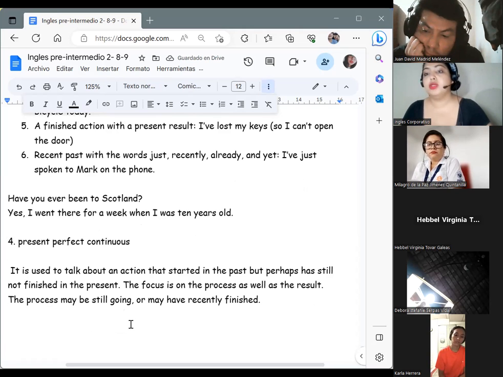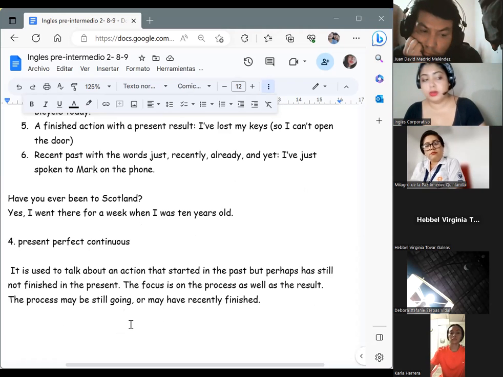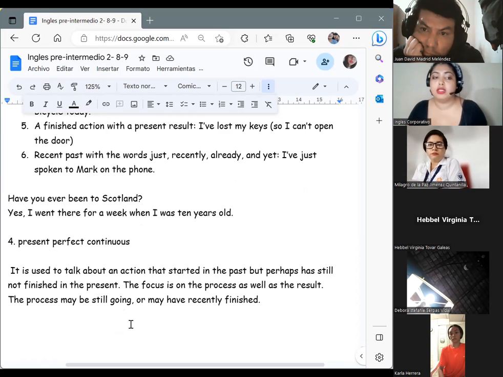So in this case, we're going to have this information like this. I'm going to add the form and some examples and the uses to finish this information. And we are going to see the past in the last 2 days of this week. So we are going to end the session here because it's almost time to end the session.